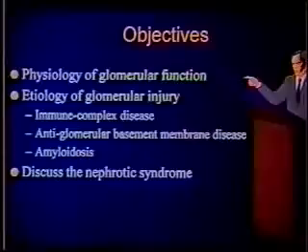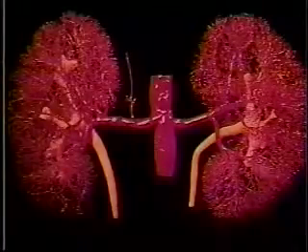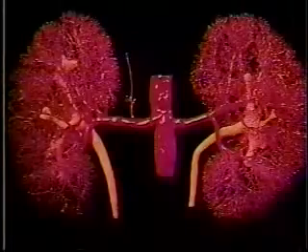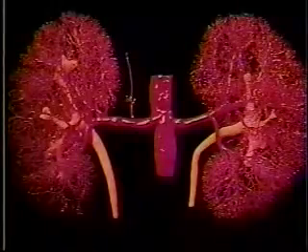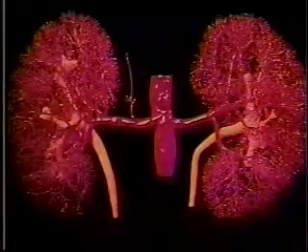So the objectives of this portion of the talk are to give you some underlying physiology of glomerular function, to go through some etiology of glomerular injury, and then to discuss the nephrotic syndrome as it affects our veterinary patients. This is a photograph of the aorta, the renal arteries leading out to the kidneys, and then the yellow portion of the material is the ureters as they come down from the kidneys to the bladder.